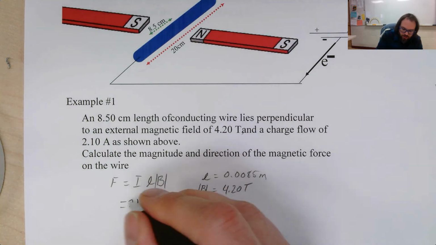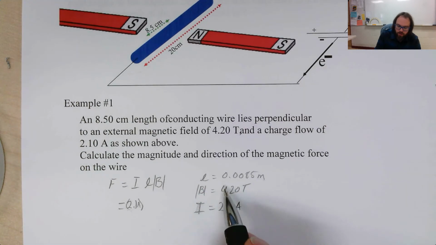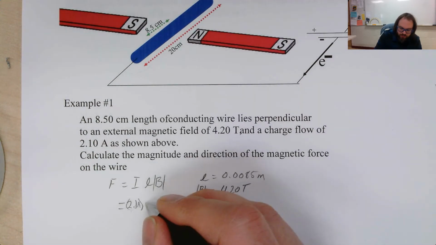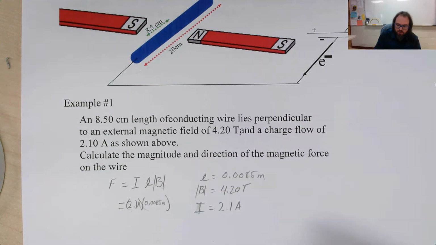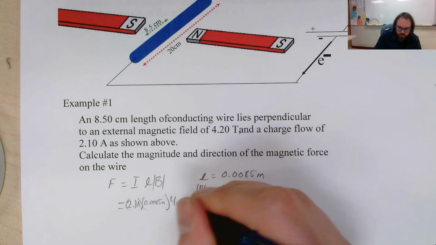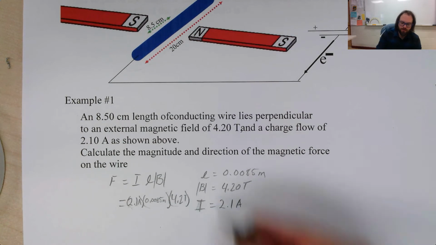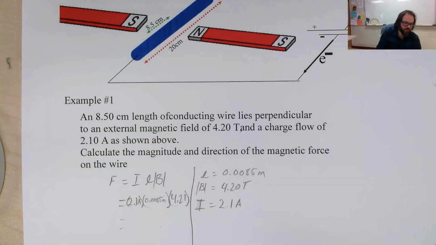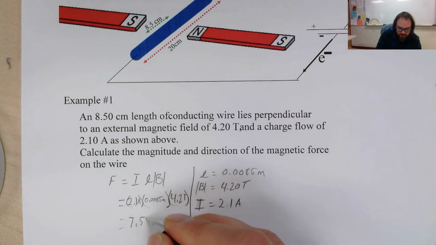My force is equal to 2.1 amps multiplied by my length, which is 0.085, multiplied by my magnetic field, which is 4.2 Teslas. Now, I multiply that all together, and I end up getting a force of 7.5 times 10 to the negative 1 newtons.